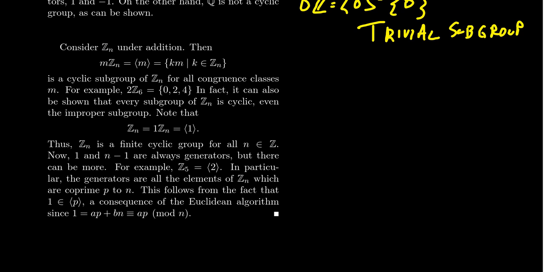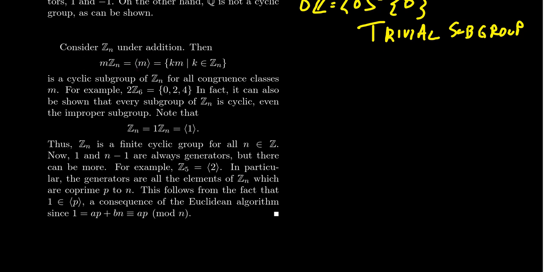I don't actually remember if we talked about these or not, but we can define them similarly. If you talk about the group mZn, this is going to be the multiples of m inside of Zn. So there's going to be reduction mod n in that consideration. But if you take mZn, you just take the multiples of m in the group Zn, this is just the cyclic group generated by m. And so this will give you an example of such a thing.